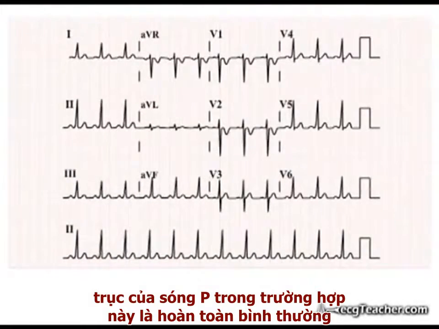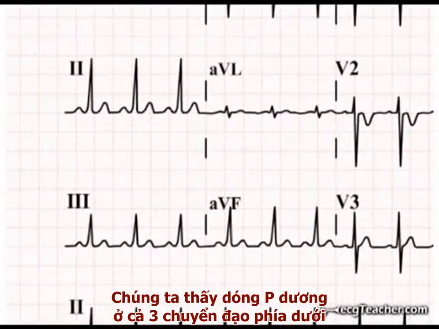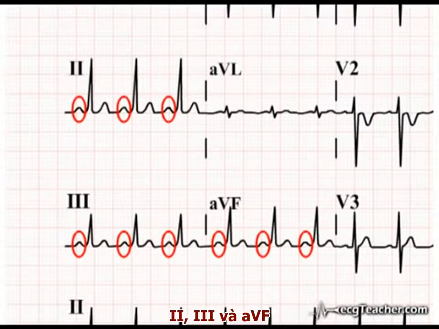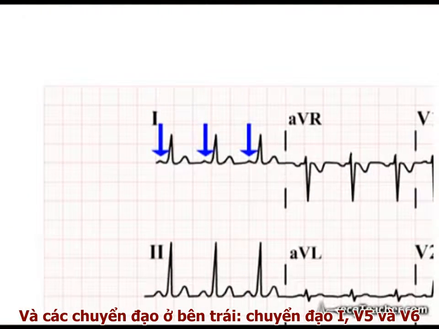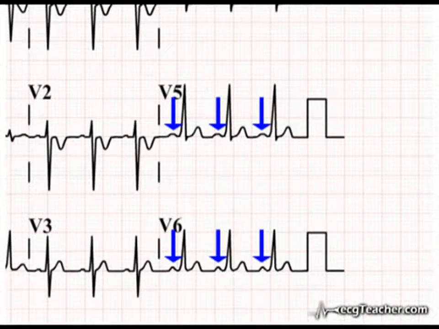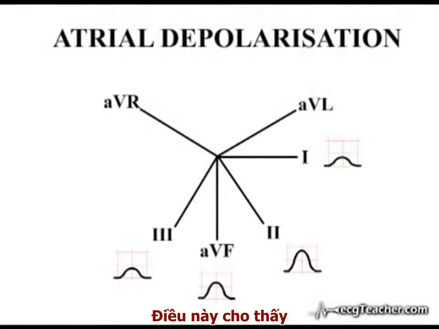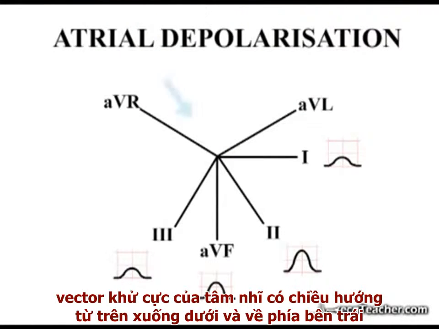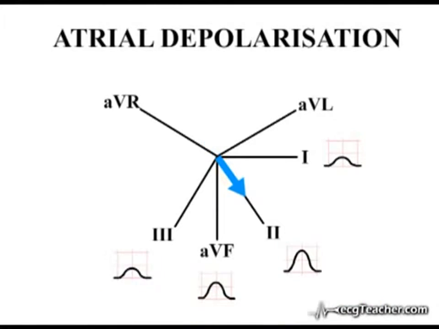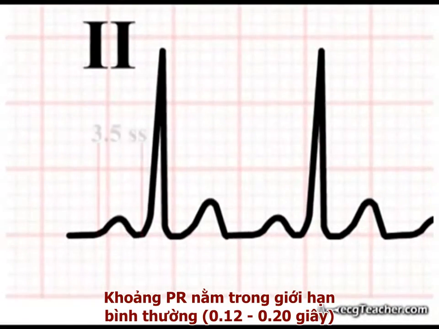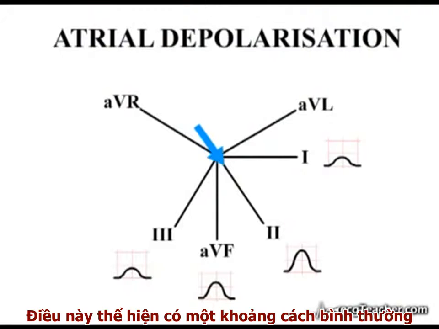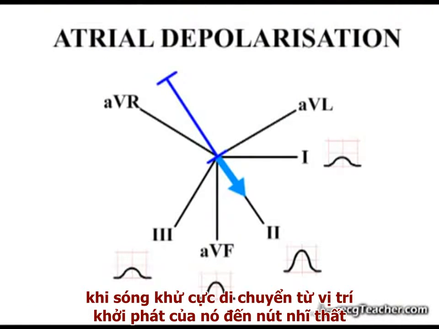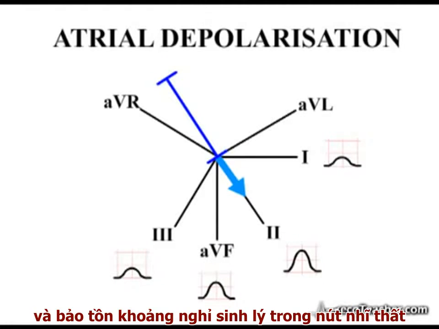In fact, the P wave axis is normal. We find upright P waves in both the inferior leads 2, 3 and aVF and the left-sided leads, leads 1 and V5 and V6. This indicates that the bulk of atrial depolarization is proceeding downwards and to the left. Also, the PR interval is within the normal range. This is at least consistent with a normal distance travelled by the atrial depolarization wave from its origin to the AV node, and preservation of physiological delay within the node.